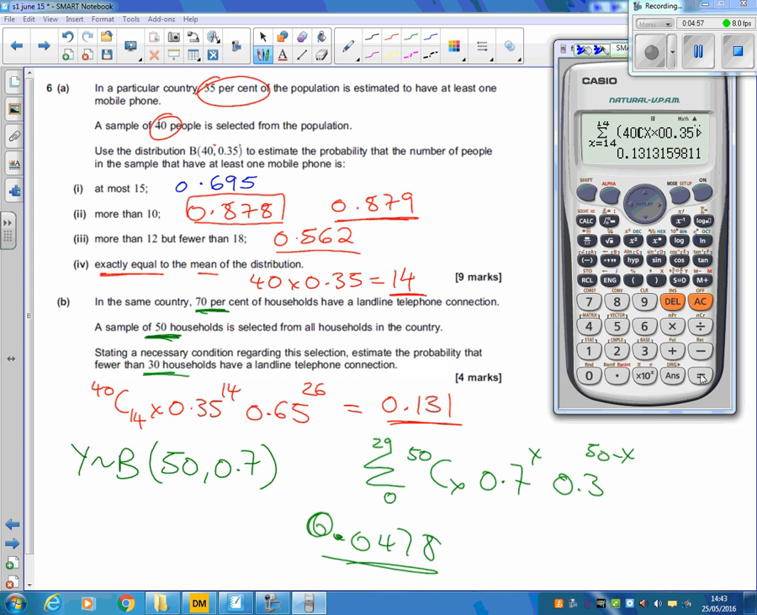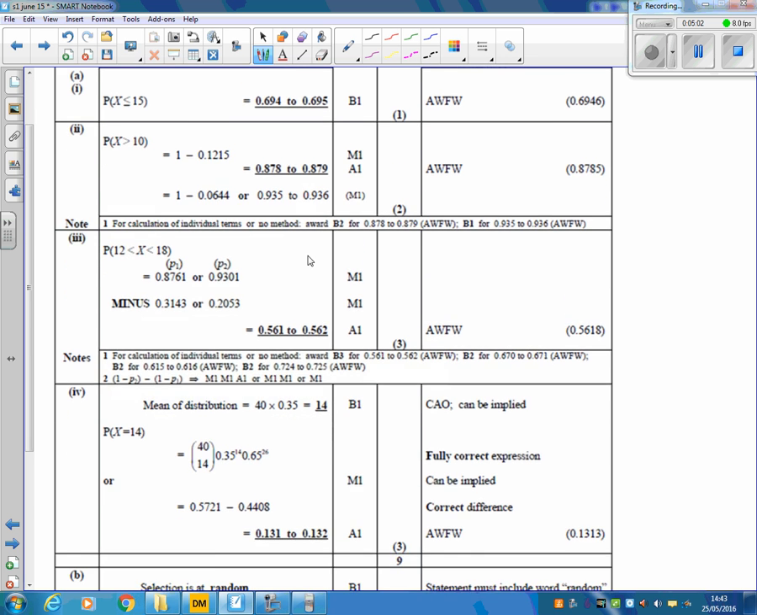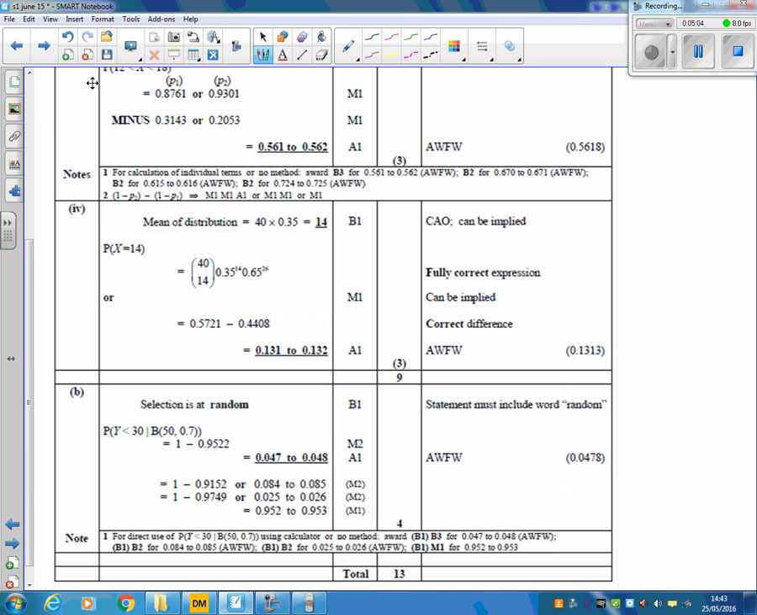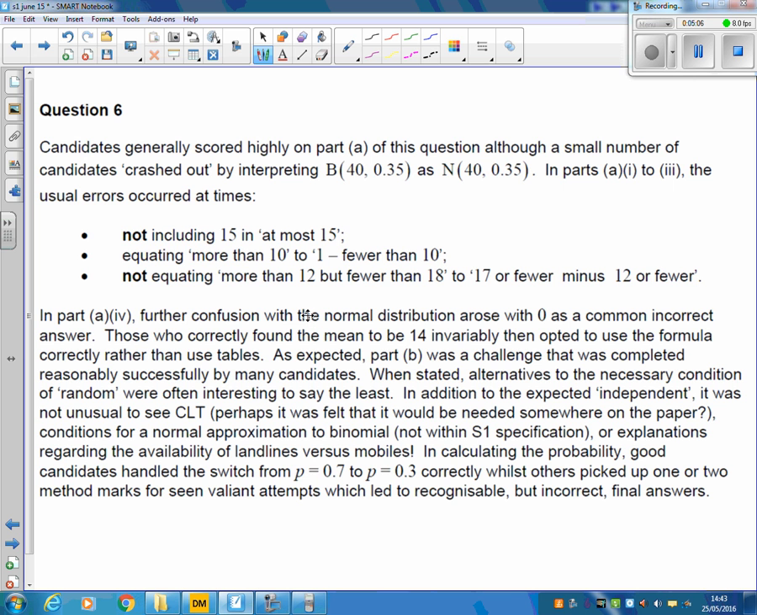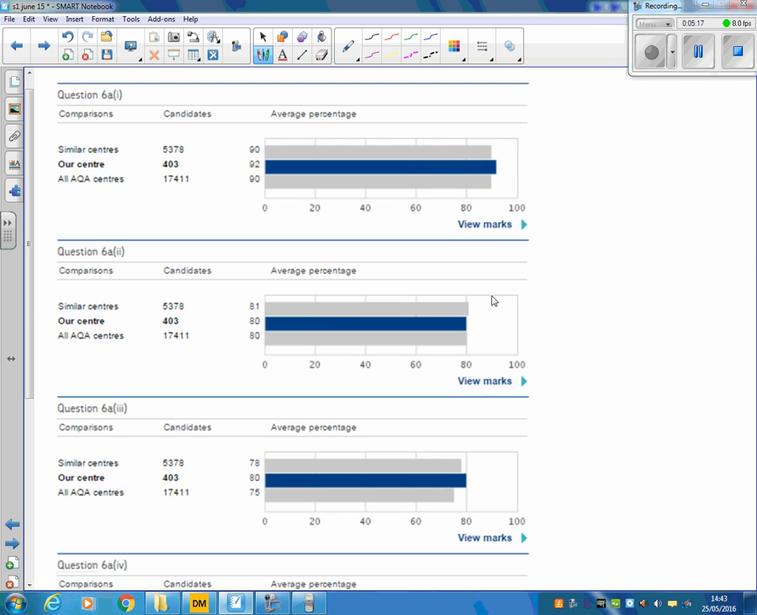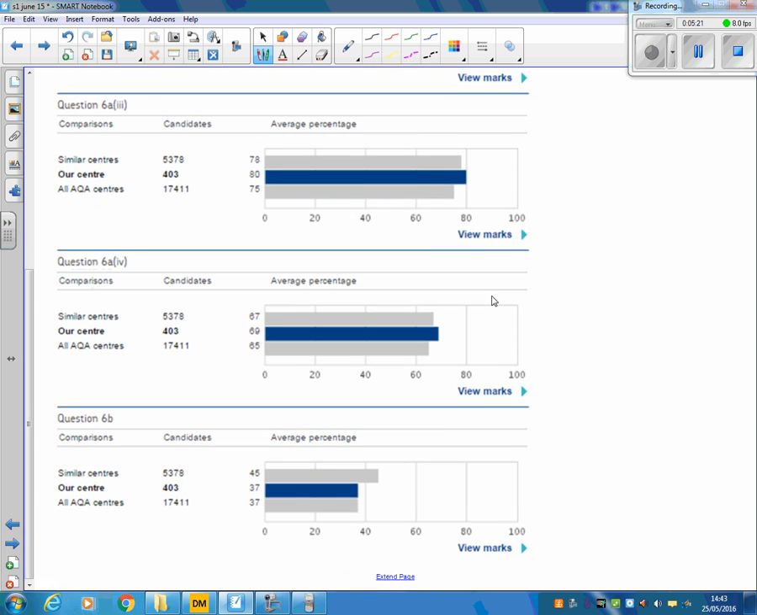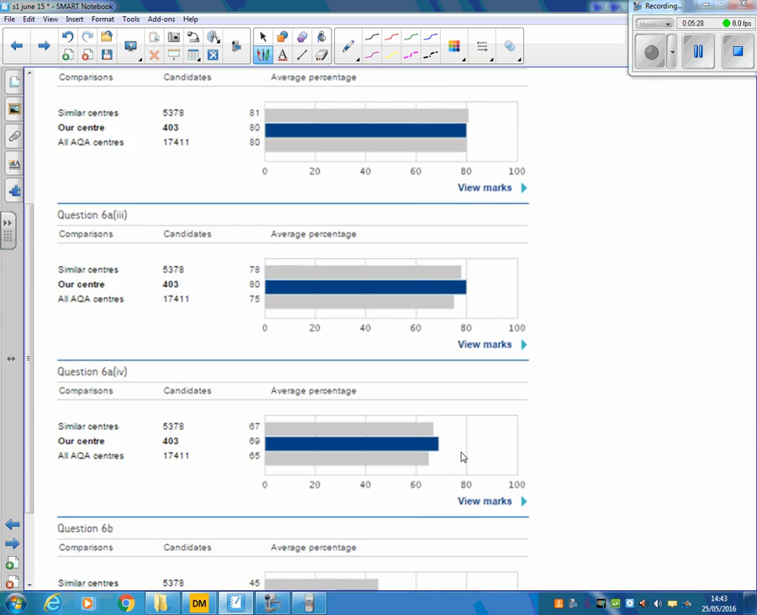Mark scheme shows you a few alternatives. Examiners report saying the usual things that not including 15 at most, those sorts of things are the issues. And you'll see our marking there, as in any question, just decreases each one. Didn't do great on the very last part there. That'll be from the condition probably.